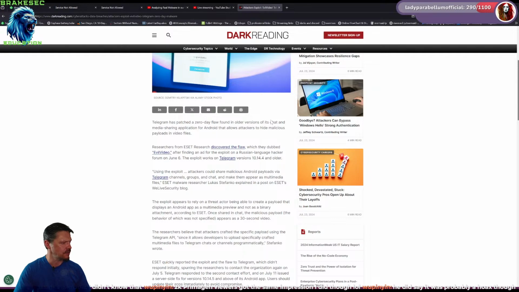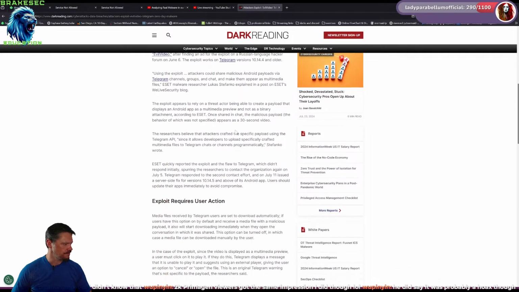Using the exploit, attackers share Android payloads via Telegram channels, groups, and chat, and make them appear as multimedia files. The exploit appears to rely on a threat actor being able to create a payload that displays an app as a multimedia preview, not as a binary attachment. Once shared in chat, the malicious payload appears as a 30-second video. Oh, that's sweet. If you made it a cat video, I would have clicked on it. But I don't use Telegram, so. Or maybe I do. Yeah, I think I do.